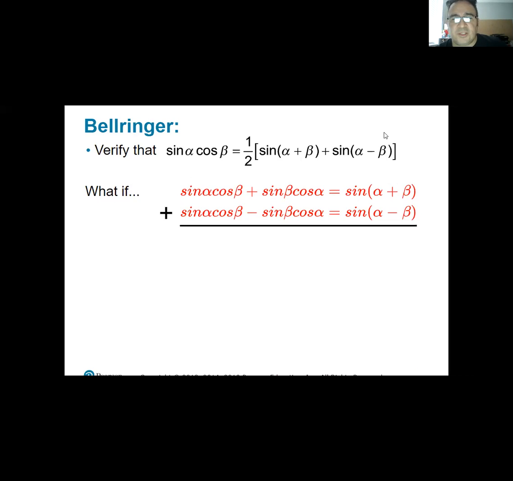Anybody can tell me which term is going to drop out? You have the left side of the equation, you have the right side of the equation. Which term seems like it's going to drop out? Sine of beta, cosine of alpha. Good, Talia. Sine of beta, cosine of alpha, right? I have one that's positive, one that's negative, so those are going to drop out, right?